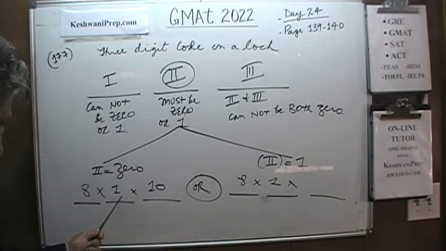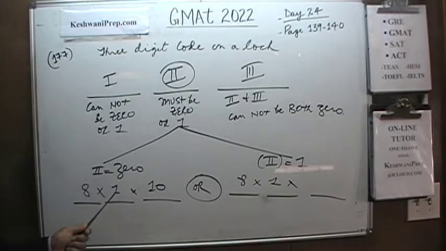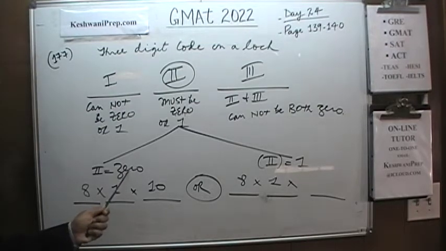How many codes are possible? This must be 0 or 1, cannot be both 0. Oh, this thing is wrong here. If the second digit is 0 here, the 1 here represents not the actual code, but how many possibilities there are. There's only one way we can fill the second spot, by putting a 0 here.